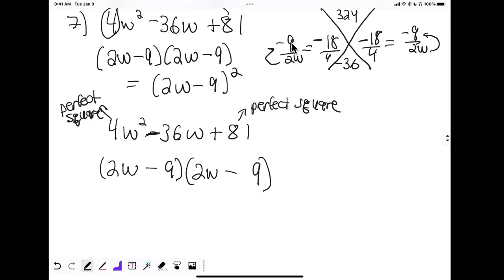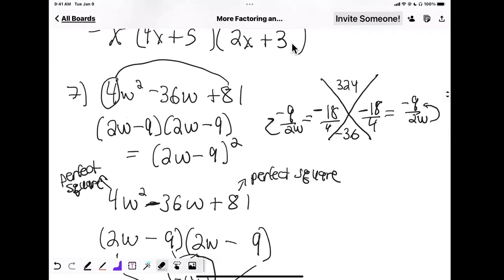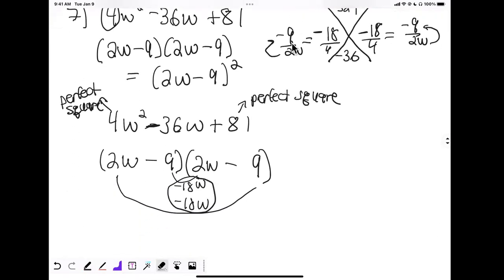Now, I don't know if it works. Well, I do know it works because we just did it, but pretending I'm doing it for now. So now I'm going to check my middle, my outsides and insides. I get negative 18W, negative 18W, and it happened to add up to negative 36. So this is a special problem where you have perfect squares. And when you see perfect squares, you should always use the idea of perfect squares first. Most of the time it works when you factor it. So you didn't even have to do all this with this big number. You could just think about perfect squares and try to factor it that way.